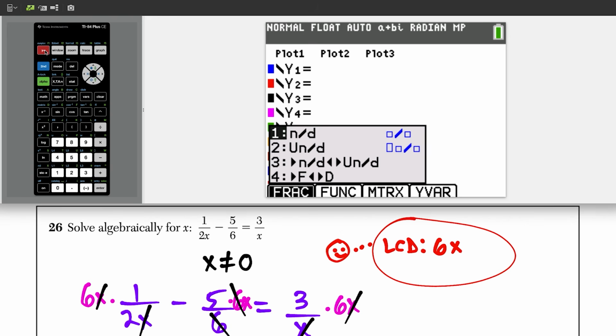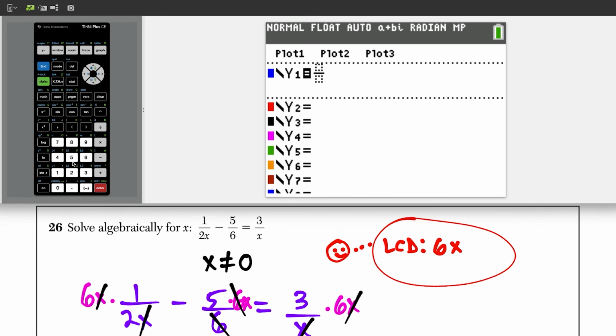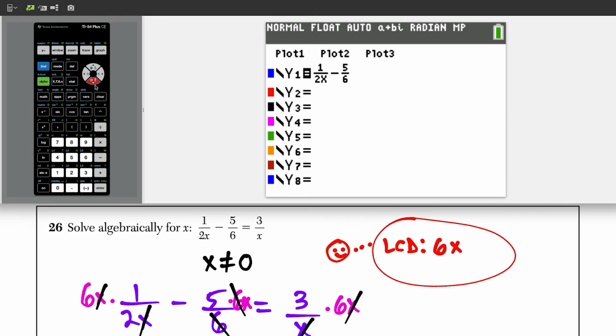You're only going to get 1 point out of 2. So you can just write in 1 over 2x, and after the 1 over 2x, we're going to have minus 5 over 6. So I'm going to press alpha y equals enter to pull up that blank fractions. We have minus 5 over 6, and then the right side is going to be 3 over x. Okay, so I'm just going to write 3 divided by x like this.